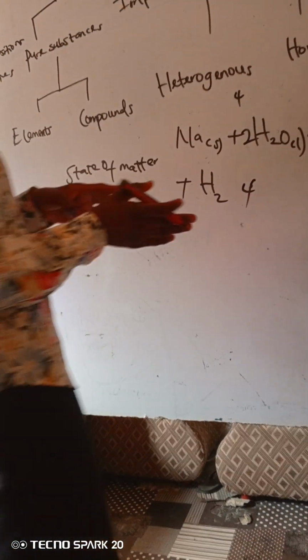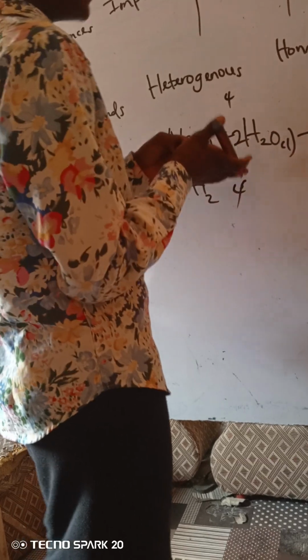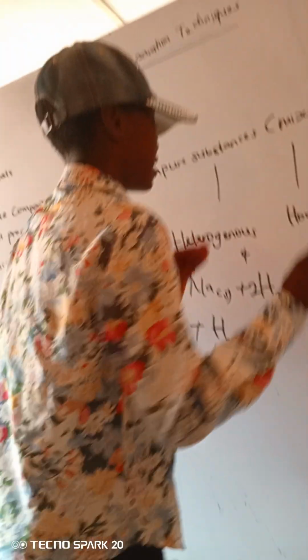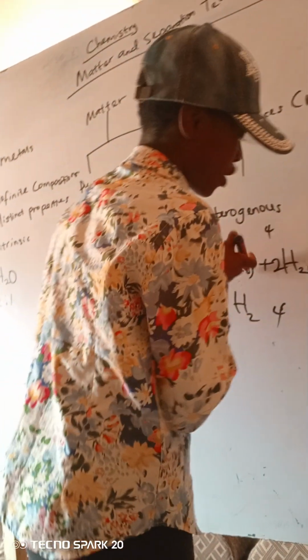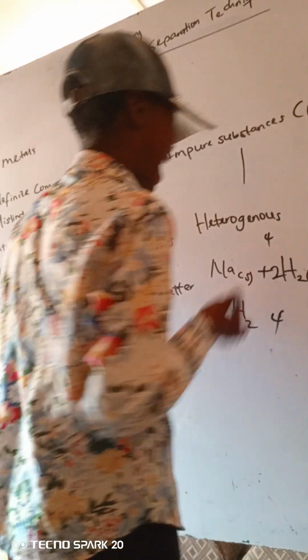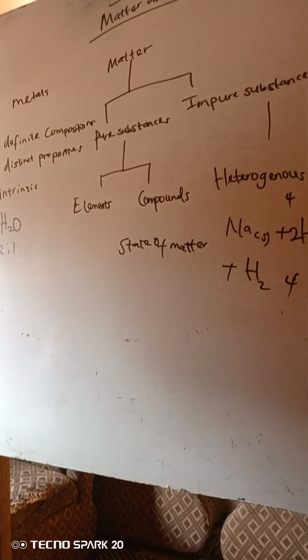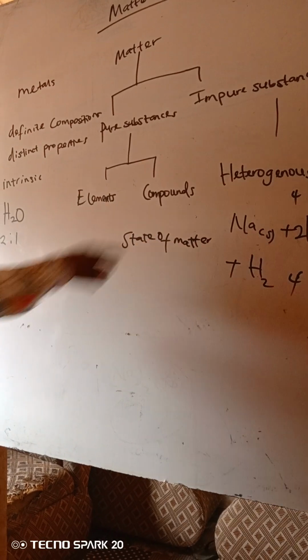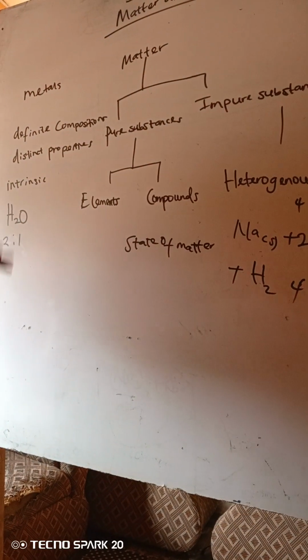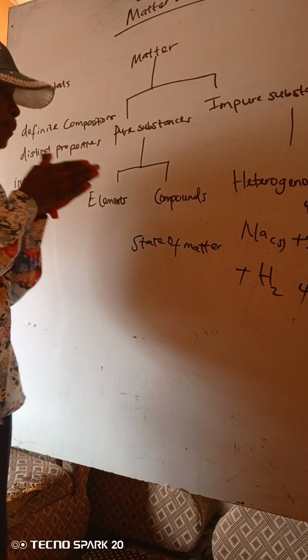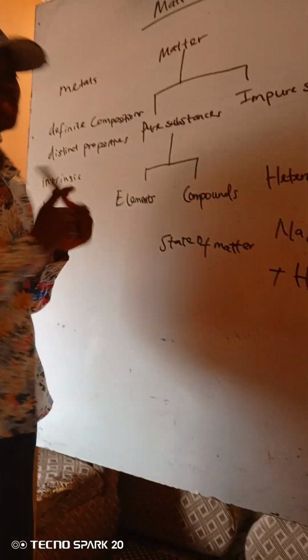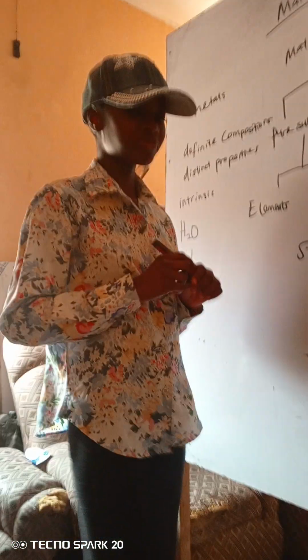This is the correct equation for the reaction of sodium metal and water, giving us its corresponding alkali, which is sodium hydroxide, and hydrogen gas. So this is what we mean by definite composition and distinct properties of pure substances. Now we have 2 types of pure substances, which are elements and compounds. Elements are pure substances which consist of only one type of atom. That is, their atom is only of one type.